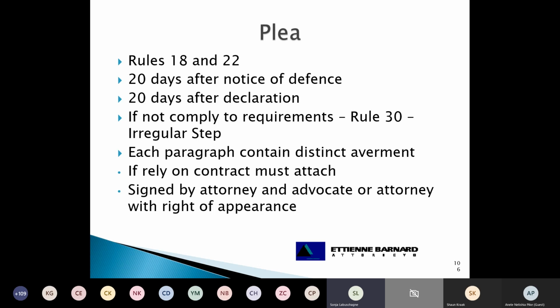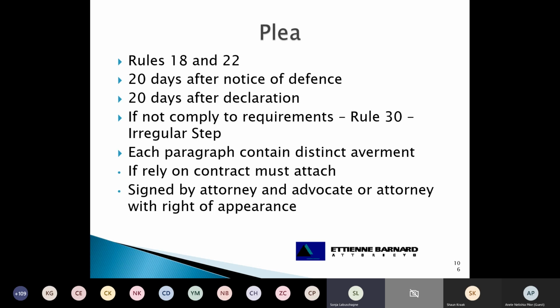So now we get to plea, and this is basically the defendant's first chance to tell his side of the story. And this is his opportunity. And you do this in terms of Rule 18 and 22. As you said, 20 days after your notice of defense or 20 days after the declarations. It needs to comply with all those requirements we've already discussed.